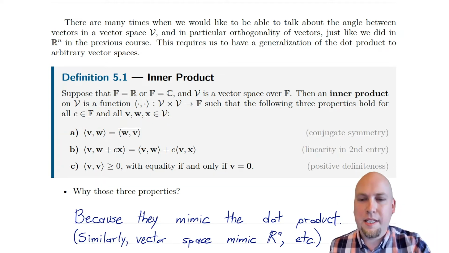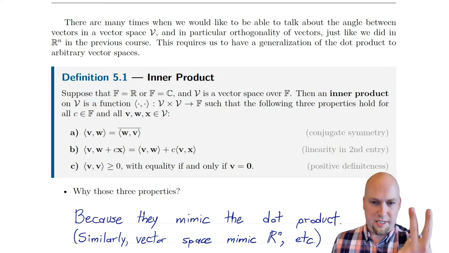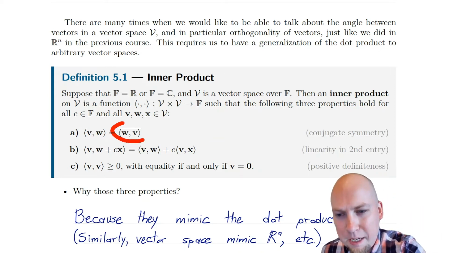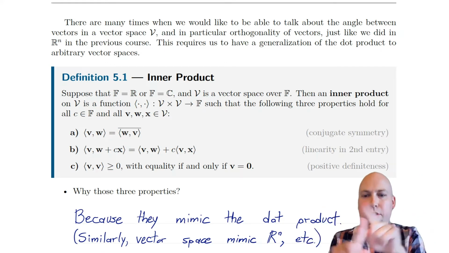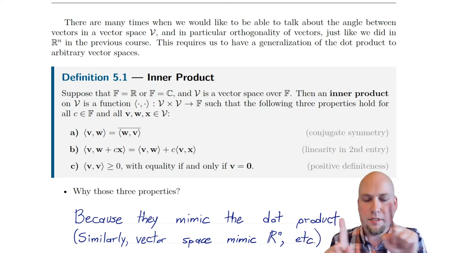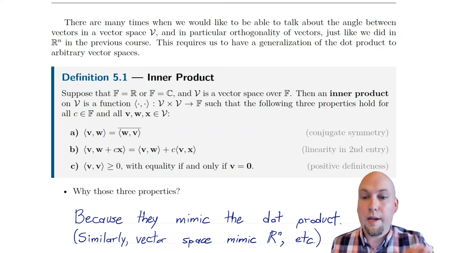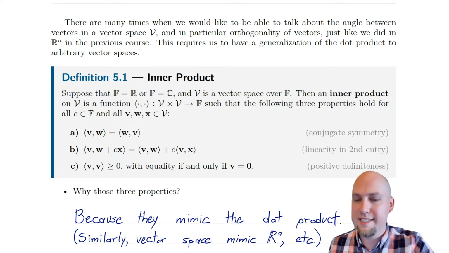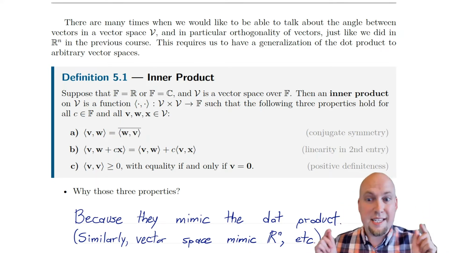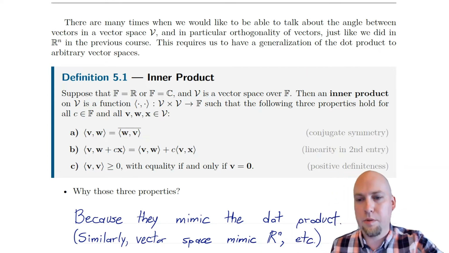The first property that it's got to have is what we call conjugate symmetry. This just means if you swap the order of the input, so if you change V and W to W and V, then you pick up a complex conjugate over top of the inner product. So it's not quite symmetric. You can't just swap the inputs freely, but you have to be careful to throw in a complex conjugate if you swap the inputs. If the field that you're working over is the real numbers, then of course the complex conjugate does nothing. So in that case, conjugate symmetry is the same as symmetry. But in general, if you're working over complex numbers, don't forget the complex conjugate when you swap.